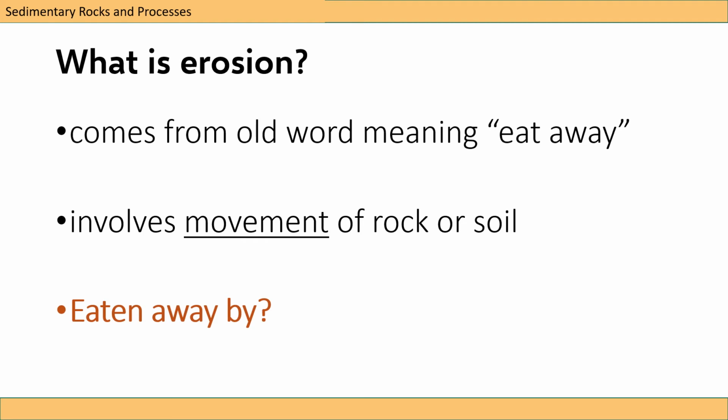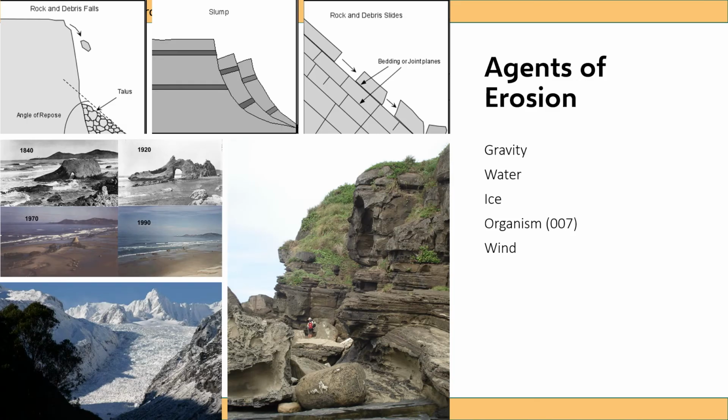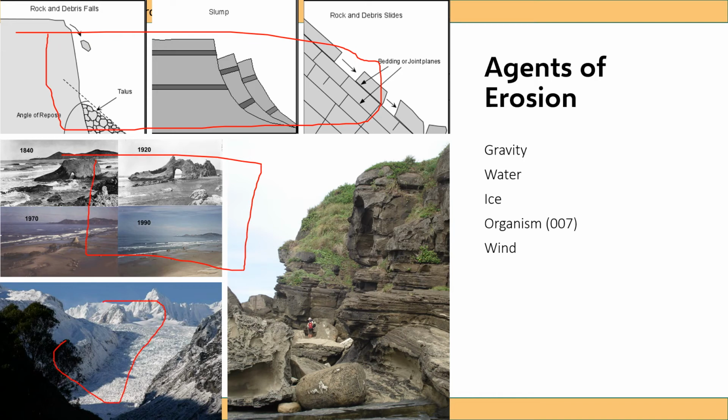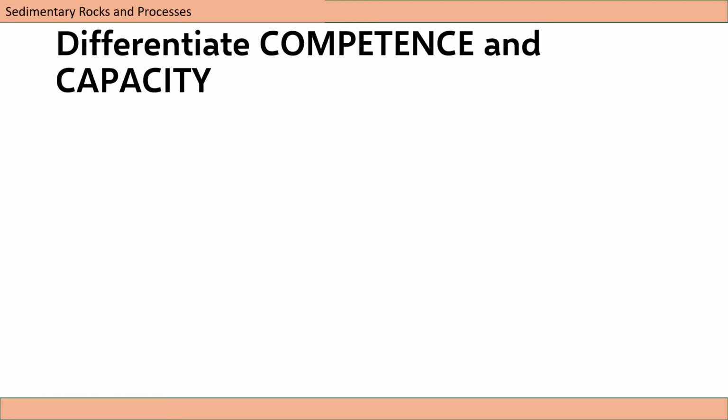Erosion comes from a word meaning to eat away. It involves the movement of rock or soil. What is it eaten away by? We have the agents of erosion such as gravity, illustrated at the top portion, water, ice, organisms, and wind. As your material is being eaten away, it is readily transported by your transporting agents. Your transporting agents have competence.